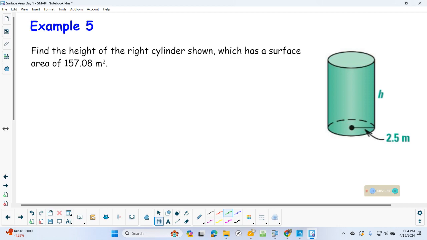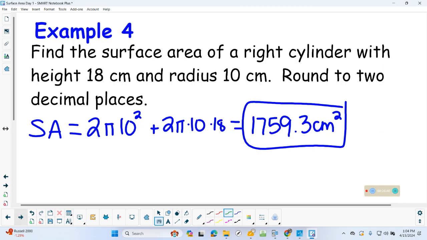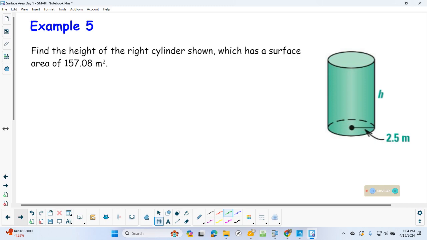Now, this one's just a little bit different because when you look at your formula, it's giving you the surface area. You're solving for h. So I am going to have to do a little algebra to get h alone. Not the worst thing in the world, but we can do it. So it gives you the surface area.